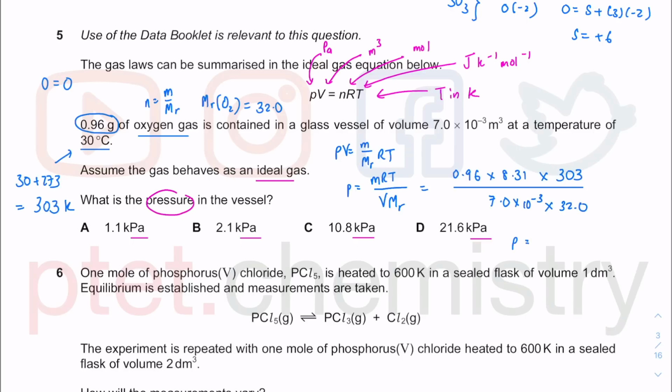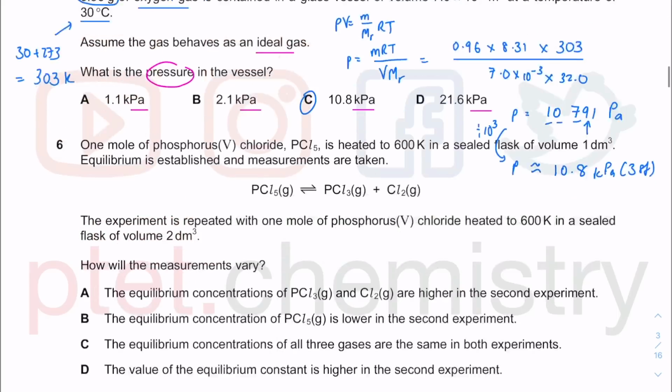So sub that all into the calculator. 0.96 times 8.31 times 303 divided by 7.0 times 10 to the minus 3 divided by 32.0. What I get is 10,791 Pascal, as I mentioned earlier. This unit is in Pascal, and then I divide by 1,000. So divide by 10 to the 3, I get 10.8 kilopascal. If I just round it to 3 significant figures, I look at the fourth one. So option C is the only correct answer there.